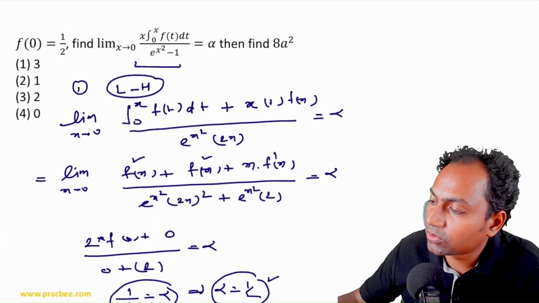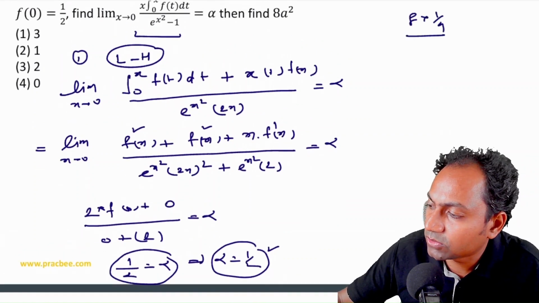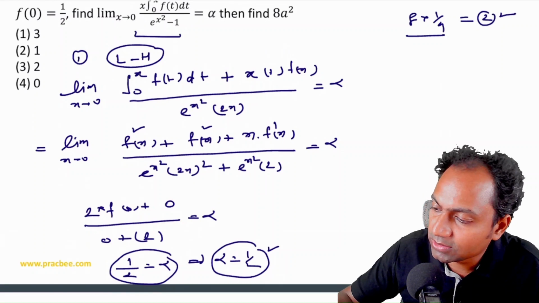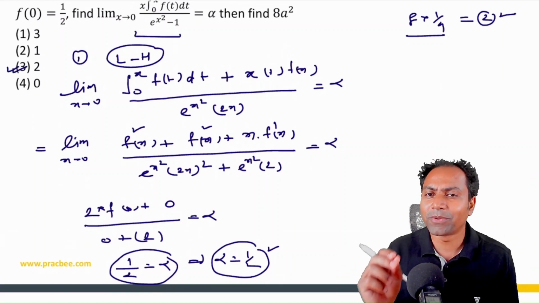Now what the question says is 8 alpha square. So if I take 8 and multiply with alpha square, the answer comes out to be 2. That is nothing but option 3. So an extremely simple question, just application of L'Hopital rule 2 times.